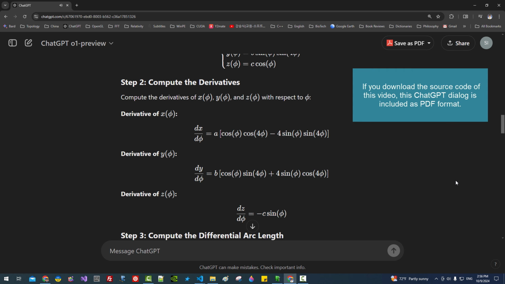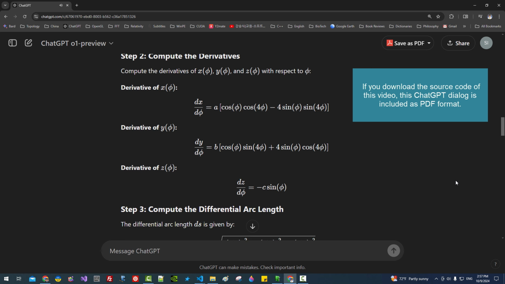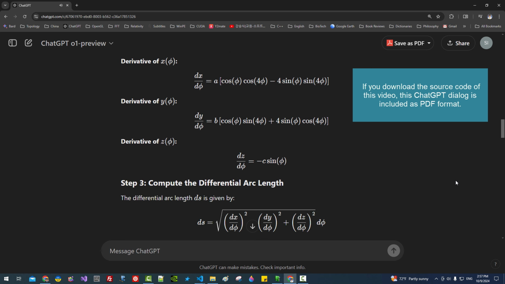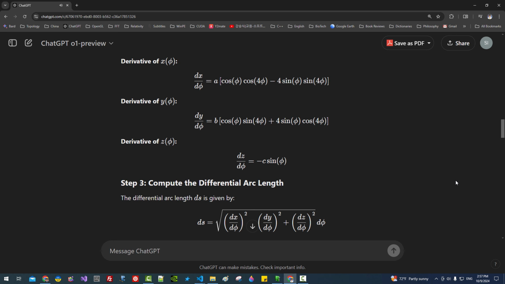However, step 2. Compute the derivatives. Compute the derivatives of x, y, and z with respect to phi. Derivative of x: dx/dphi equals a times (cos phi cos 4 phi minus 4 sin phi sin 4 phi). Derivative of y: dy/dphi equals b times (cos phi sin 4 phi plus 4 sin phi cos 4 phi).